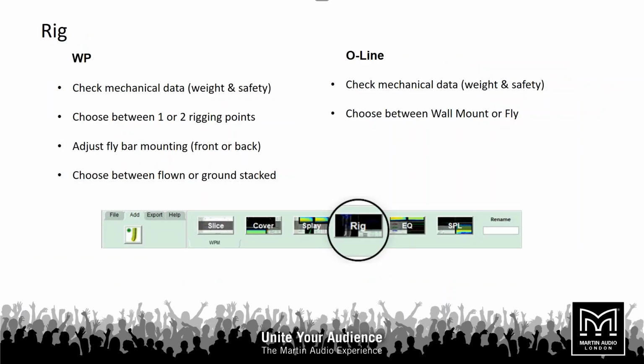So with the rigging tab, we can check mechanical data, weight and safety of both WP and O-line. We choose between 1 or 2 rigging points for WP, or choose between wall mount or flown for O-line. And we can adjust the flybar mountings of the front and back of WP, or choose whether we want to ground stack or fly it.